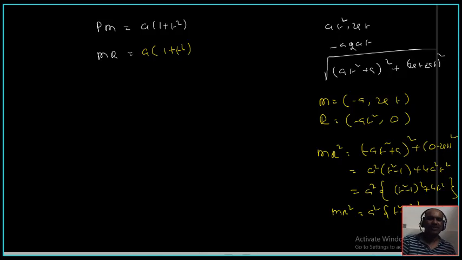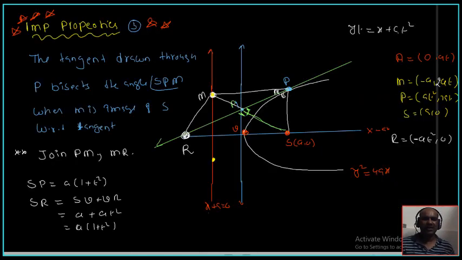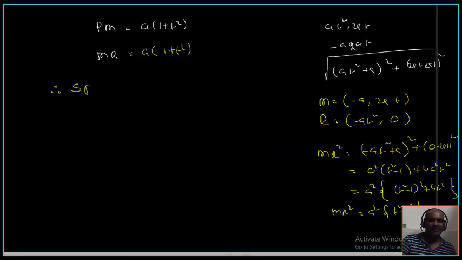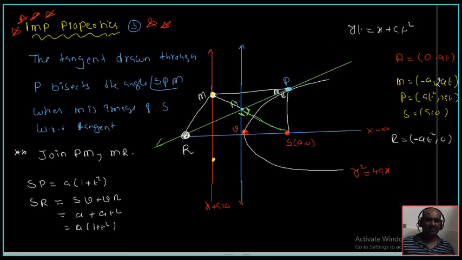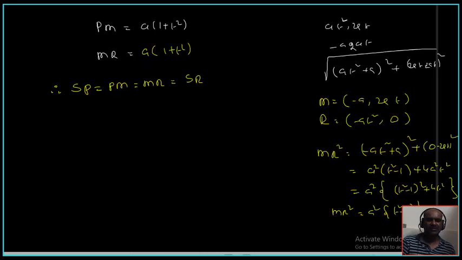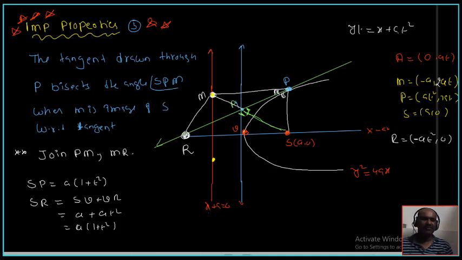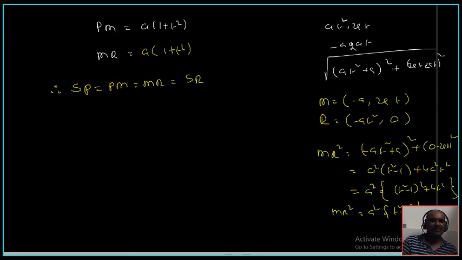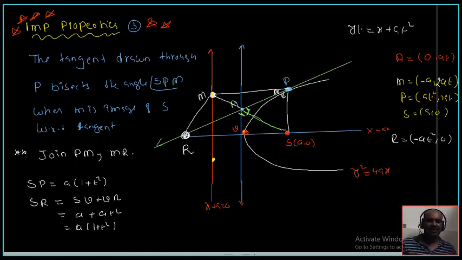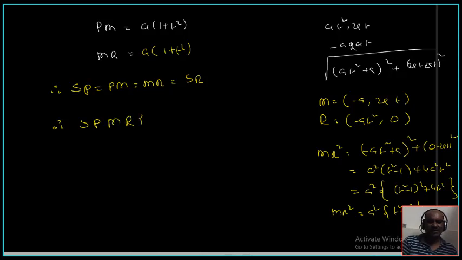So, final important conclusion: all four sides of this quadrilateral are equal. SP equal to PM equal to MR equal to SR. I will write. Therefore SP equal to PM equal to MR equal to SR. First of all, it is a parallelogram and two adjacent sides are equal, so it is a rhombus. So finally I can conclude that it is a rhombus. Therefore, writing in order, SPMR is a rhombus.